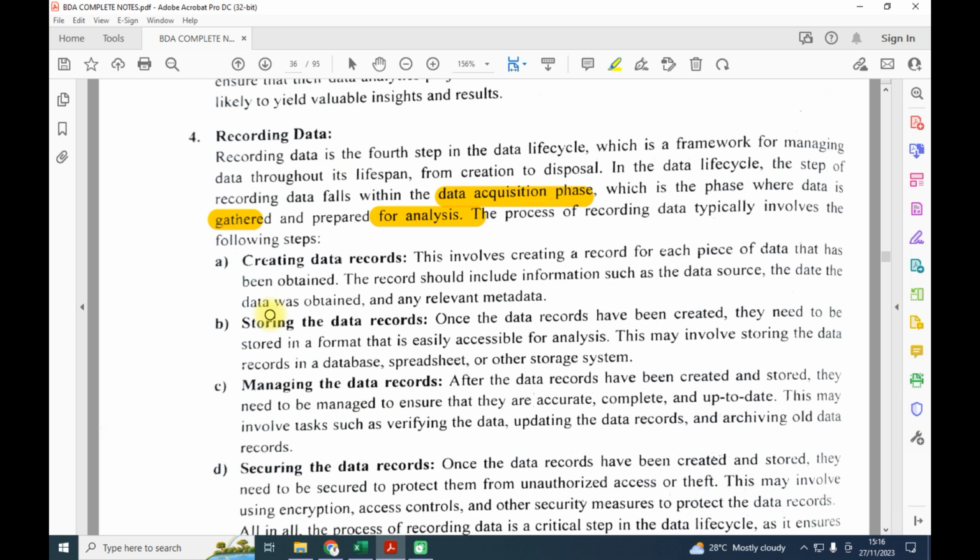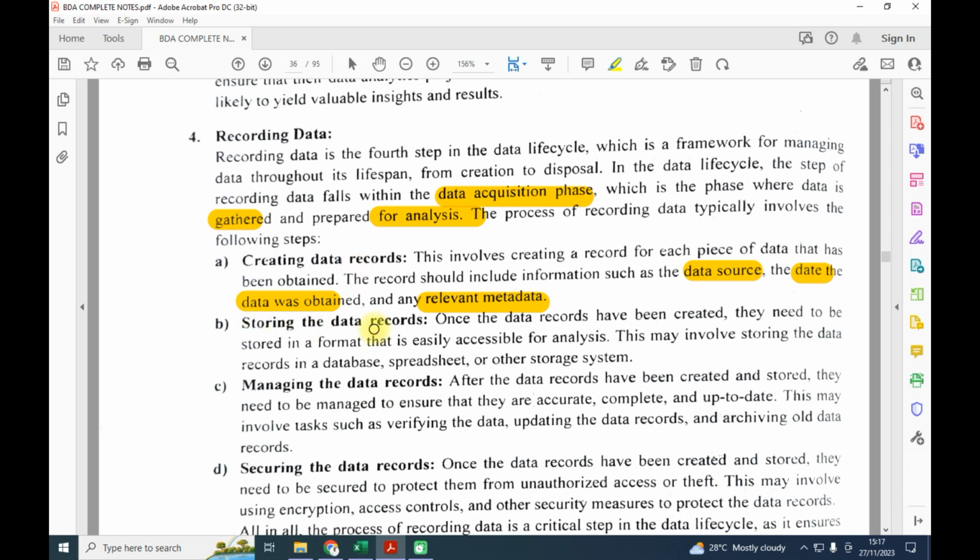Here, in the process of recording data, we typically create the data records. It involves creating records for each piece of data that has been obtained. This record includes information such as the data source, where we got the data, the date when the data was collected, and any other relevant metadata. Metadata is any other information in connection with that particular data. That is the first step we are dealing with, creating the data records.